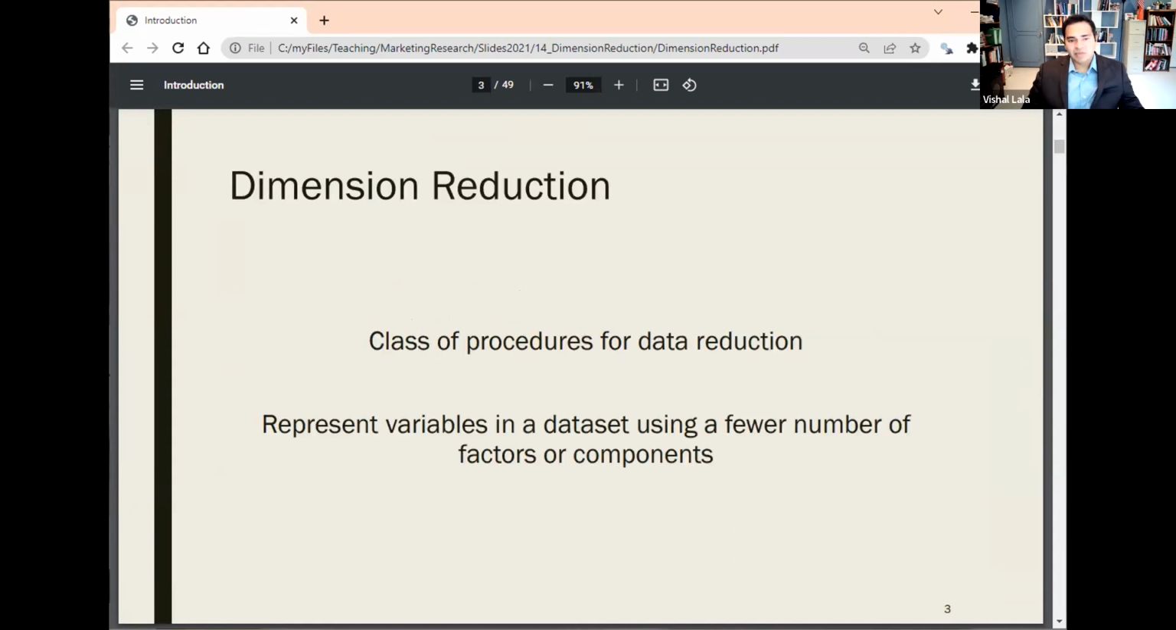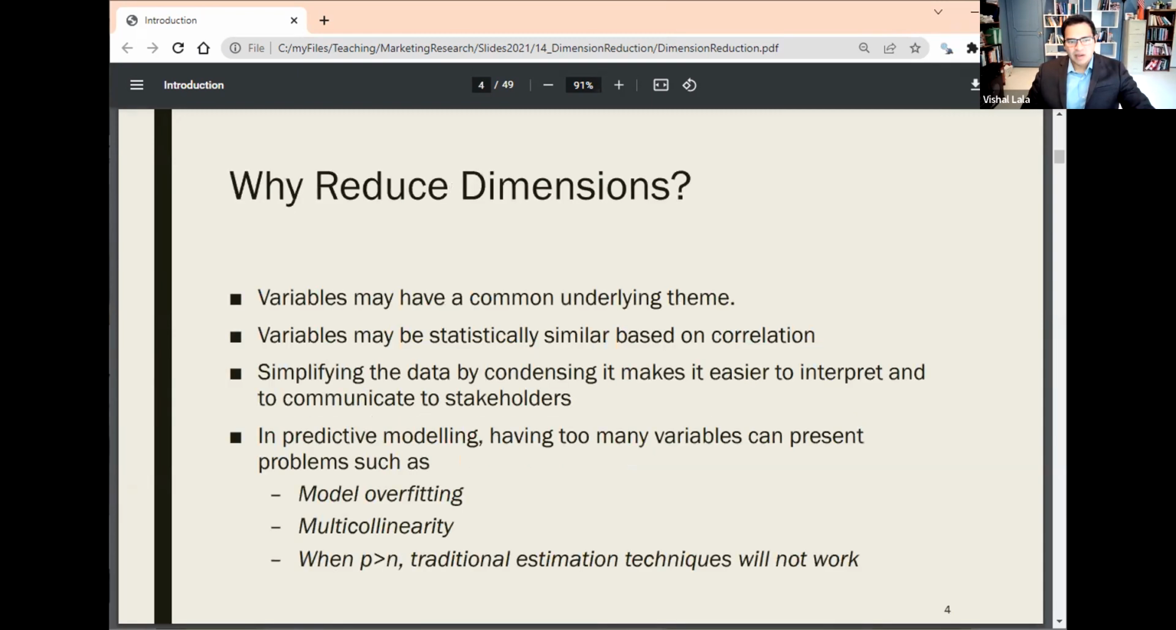Dimension reduction is a class of procedures for reducing big data, reducing a large amount of data. It does so by representing variables in a data set using a fewer number of factors or components. The natural question is, why even bother? Well, we want to reduce our variables to a fewer number of dimensions because our variables may have a common underlying theme to them. There may be something linking them together based on their meaning.